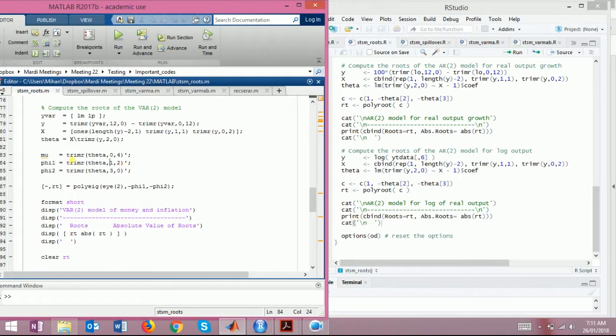Kind of in a static situation right now. Trim R. Mu is when we trim. So we take the theta here. Mu is our constant, and we trim the last four. The rest is mu. So you have the last four trimmed. For phi1, from theta you take the first out and the last two out, the rest is phi1. Phi2 is you take the first three out and nothing from the end, that is phi2, right?